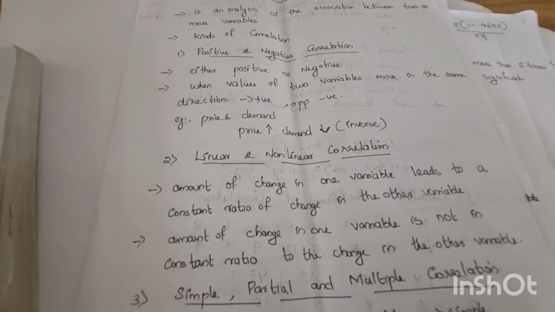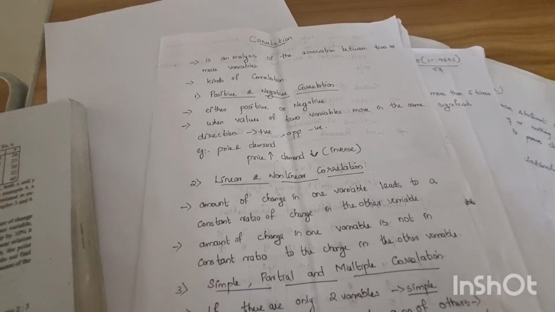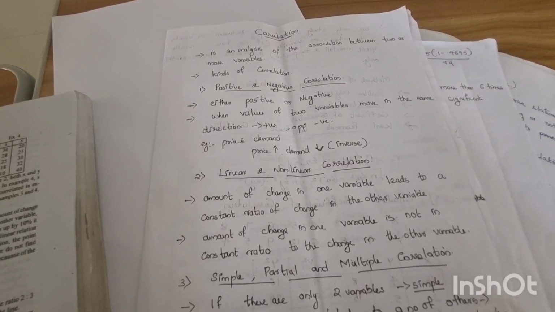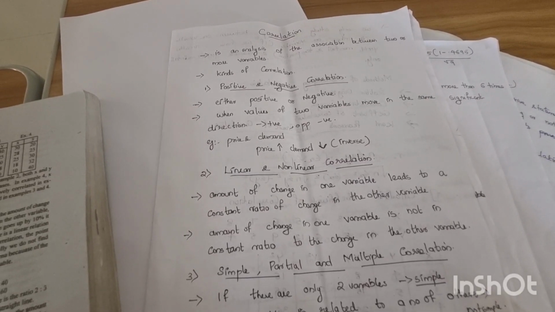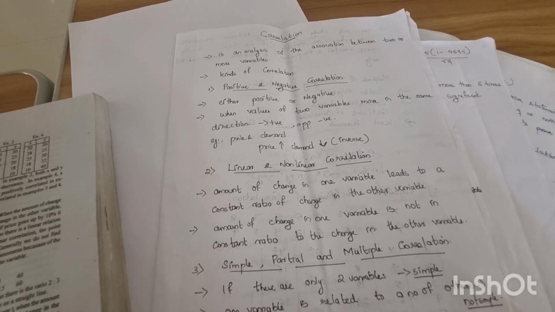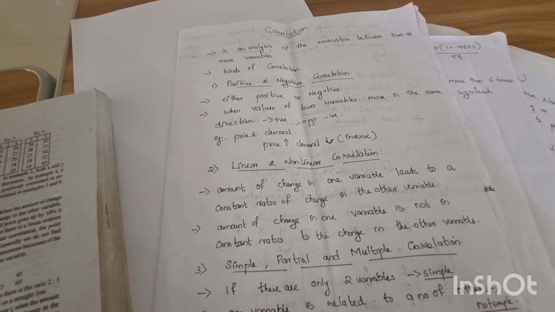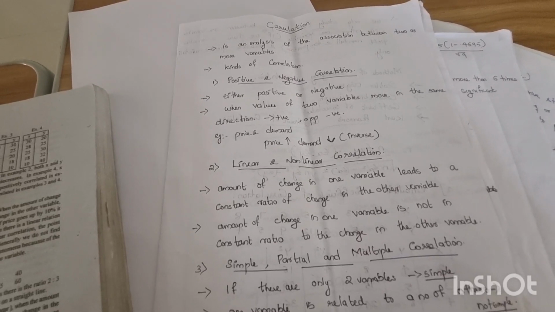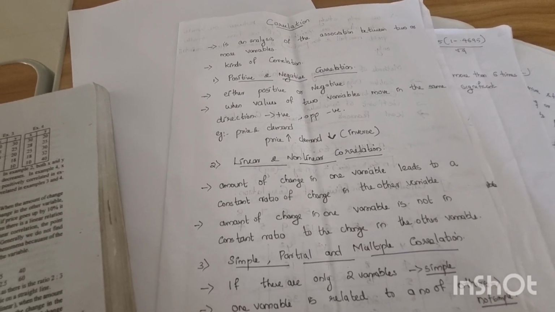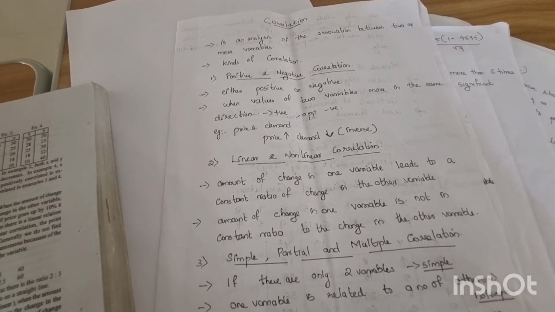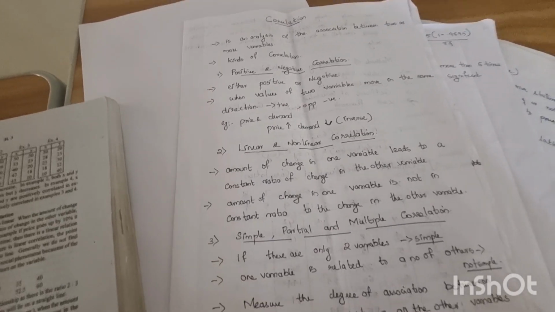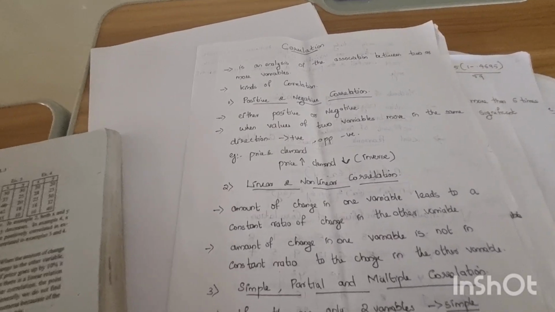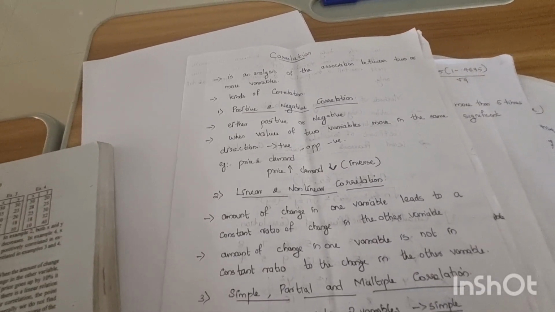Then moving on to linear and non-linear correlation. What is linear and non-linear? When the amount of change in one variable leads to a constant ratio of change in the other variable, that is at the same level. If one variable changes, the other variable also will have some changes. And when the amount of change in one variable is not in constant ratio to the change in the other variable, that is called non-linear correlation. As we know, if price increases, demand decreases. That is a linear correlation.